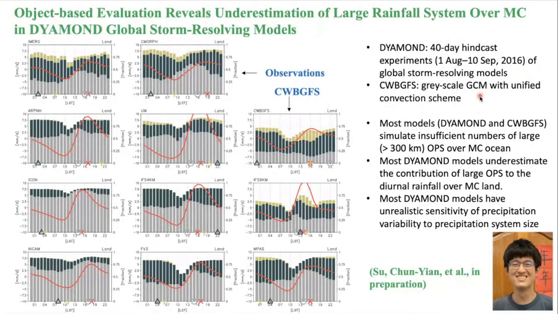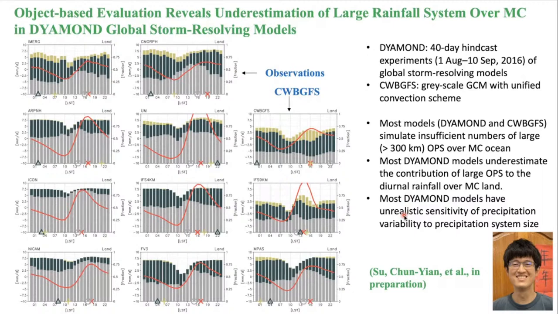the same 40-day hindcast as the DYAMOND global cloud-resolving intercomparison experiments. We use the metrics we developed from the satellite to look at how these models represent the organized convection systems. We found that most of the models, both the DYAMOND models and the Central Weather Bureau models, simulate an insufficient number of large systems over the maritime continent ocean. The Central Weather Bureau models over land capture the contribution of the large systems during the diurnal cycle evolution, but most of these DYAMOND models underestimate the contribution, which is the yellow part along the diurnal cycle evolution.